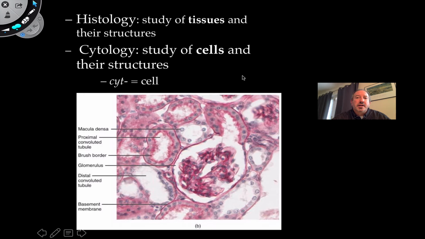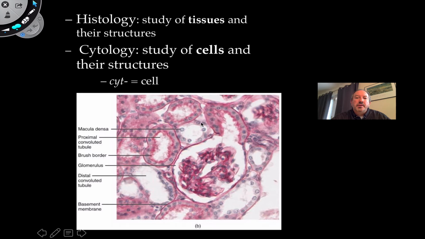And so I want to point out a couple of terms, if you don't mind. The study of tissues, which are groups of cells. You see these cells right here that are very similar to one another. Each one, you can see the nucleus as those circular areas.